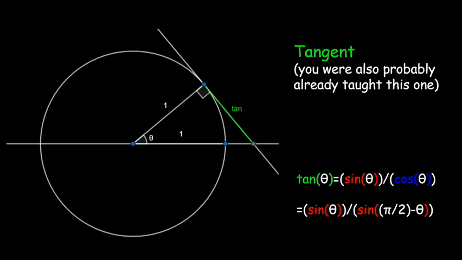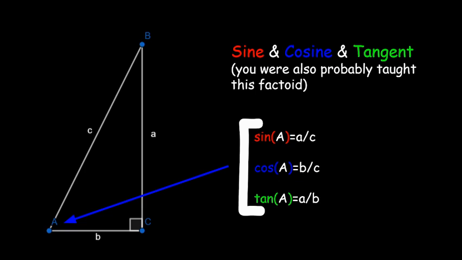You were also probably taught this. It's literally just sine over cosine, or sine, yay. Also, in a right triangle, sine, cosine, and tangent will give you ratios when given a certain angle. Also, when you take the tangent of 90 degrees, it will kind of give you an error.